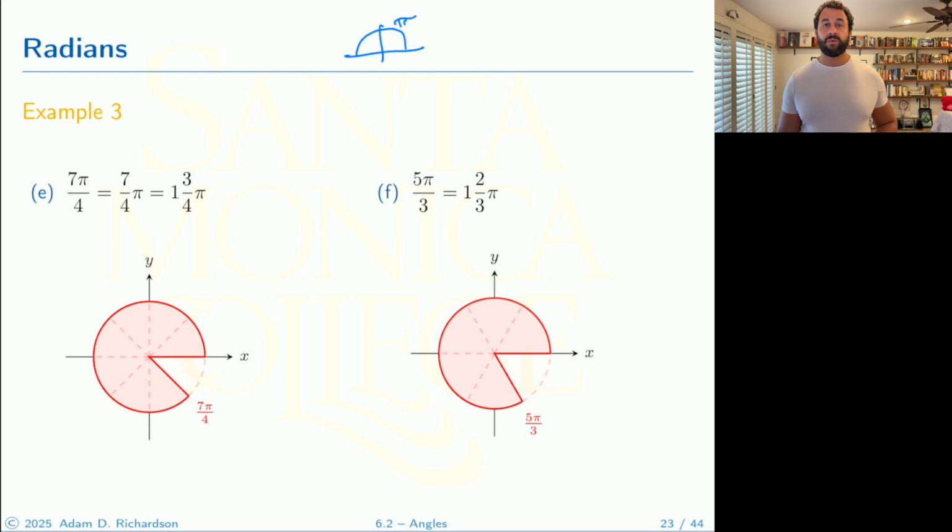What about 1 and 2/3? Same idea, except now we're going to cut pi into 3 equal-sized pieces. 1, 2, 3. And we're going to take 5 of them. 1, 2, 3, 4, 5. So this angle is 5 pi over 3, or maybe better realized as 5/3 of pi. Cool stuff, huh?